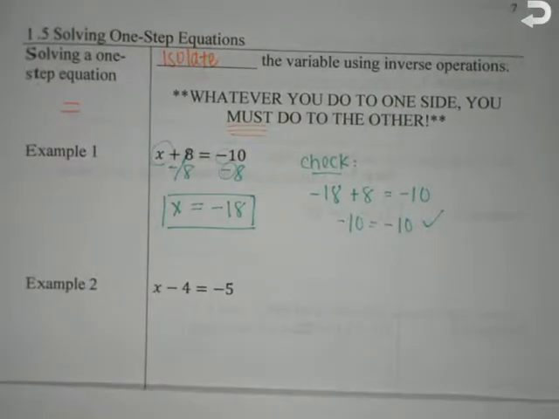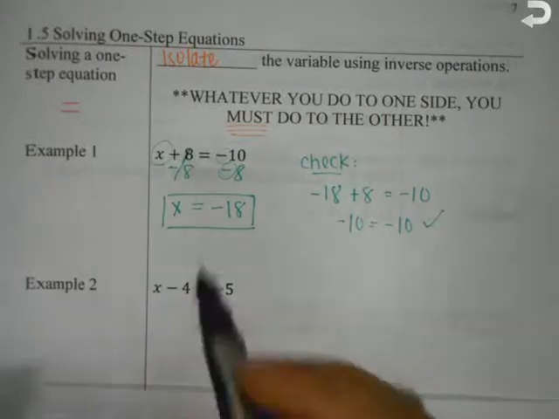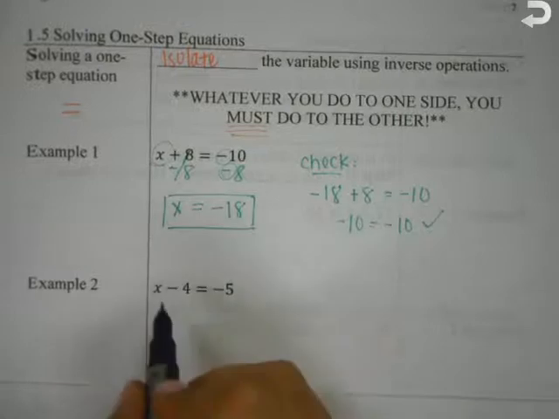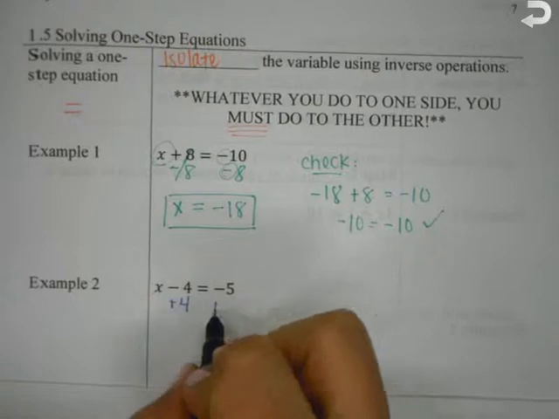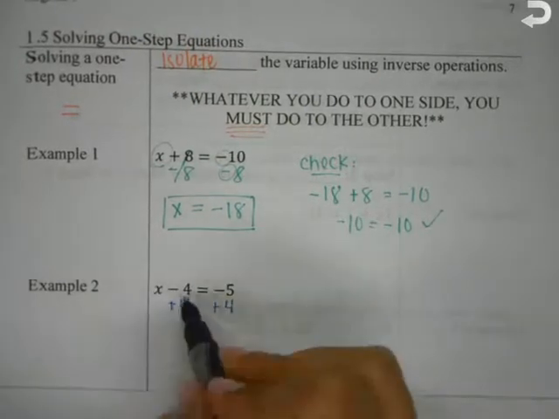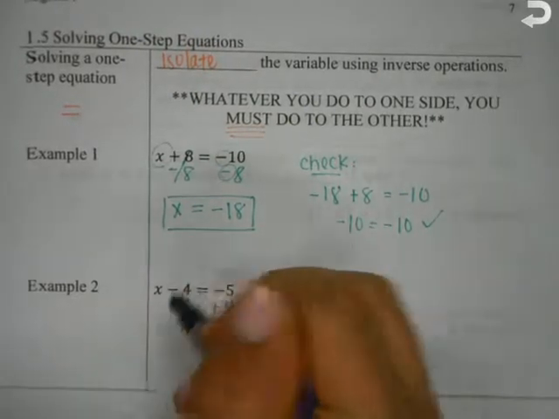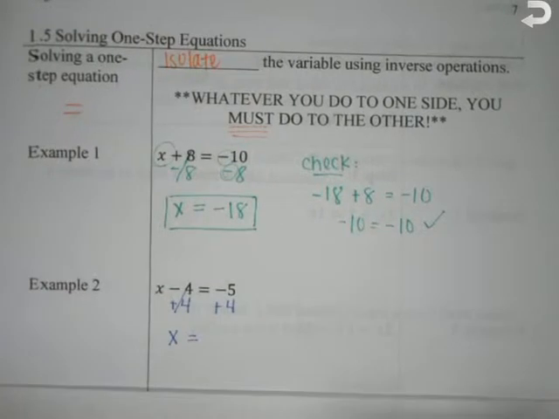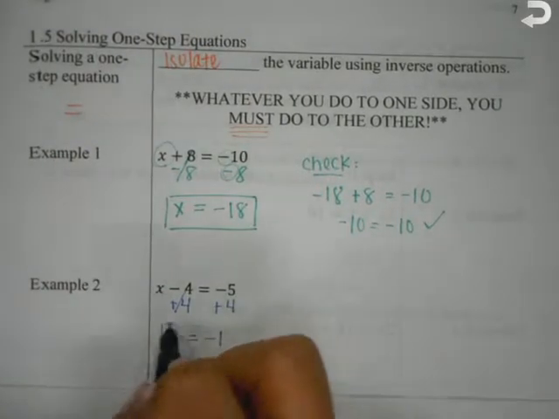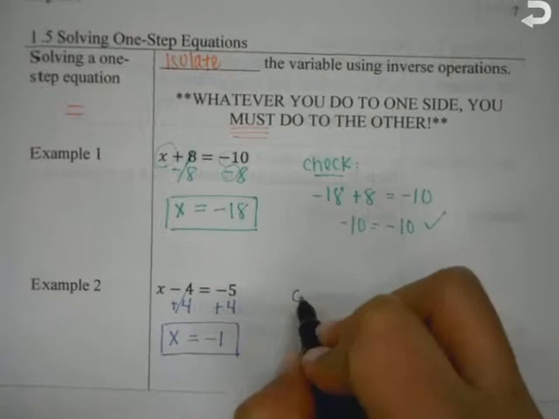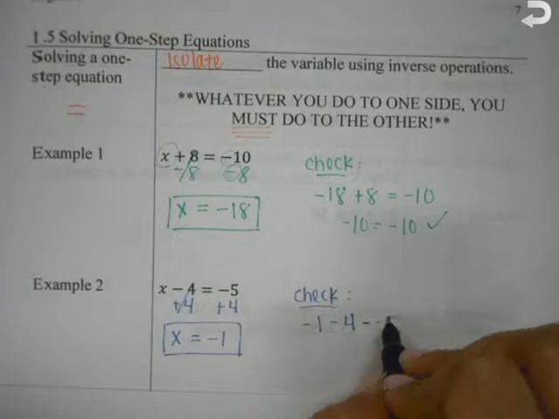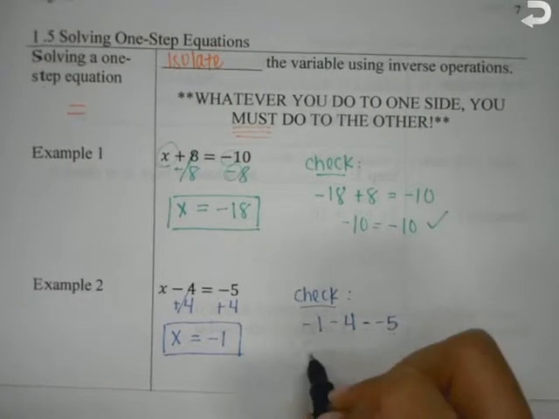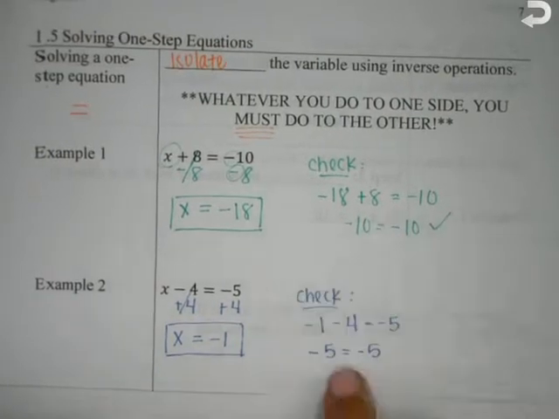Okay, what do you do first? So I have x minus 4 equals negative 5. I need to do the opposite of minus 4, which is plus 4. So I add 4 to the left, and I add 4 to the right. What's negative 4 plus 4? 0. So what's left over is x equals negative 1. Check my answer. Negative 1 minus 4 equals negative 5. What's negative 1 minus 4? Negative 5. Does negative 5 equal negative 5? Yes. So we got the right answer.